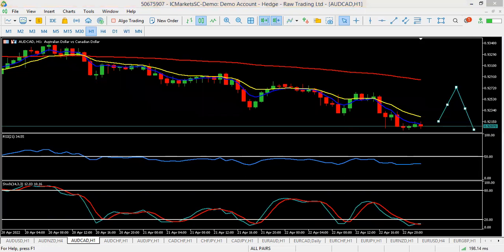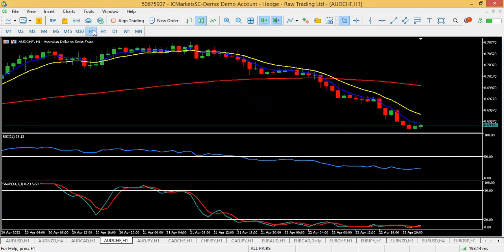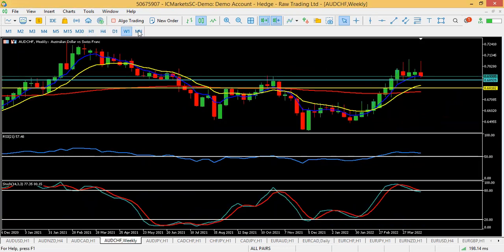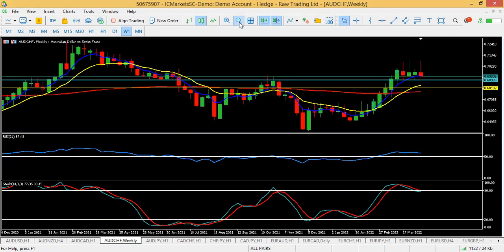Okay, so AUD Swiss franc, this is also a good trade to look out for a sell. According to H1 and H4, AUD Swiss franc is currently sell bias. On the weekly candle, we see it close in red with a huge rejection from the upside to the downside. This is a signal telling us that this is going to drop a little bit before we can see any reversal.